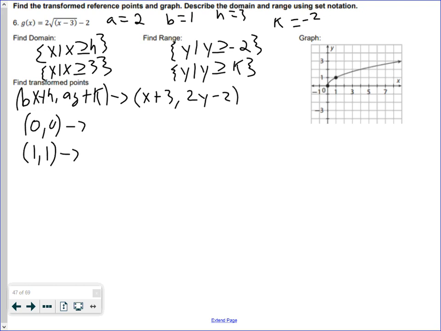We just plug these into our transformation rule. So 0, 0 into our transformation rule gives us 3, -2. And then 1, 1 is 4, 0. So those are our 2 points. So we're going to go ahead and graph them now. So we have 3, -2 will be about right here, and 4, 0 right here. So our function will look like that.